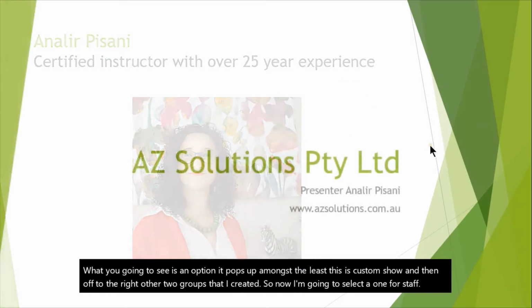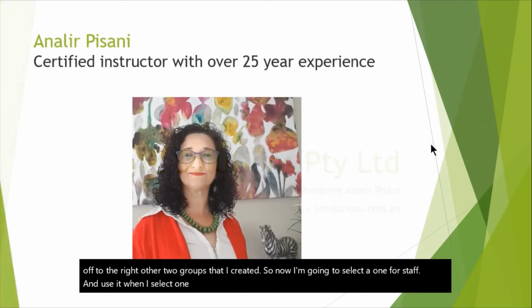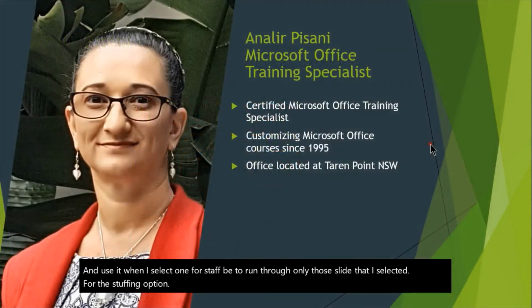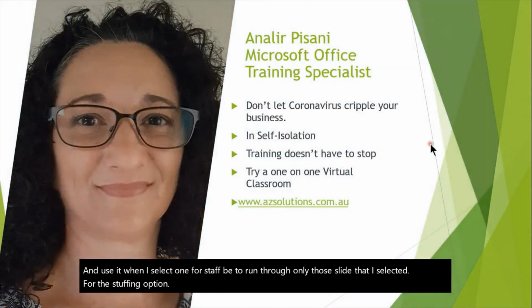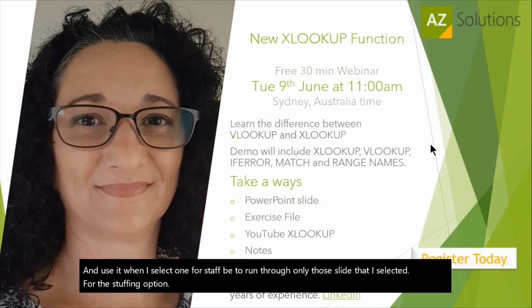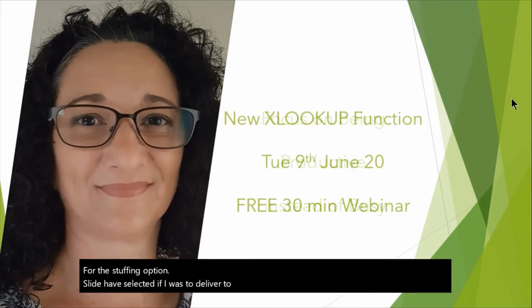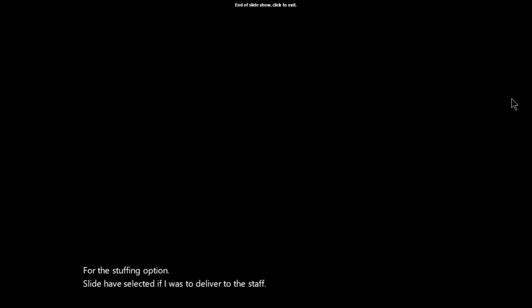And you'll see that when I select the one for staff, it'll run through only those slides that I selected for the staffing option. So these are all the slides that I've selected if I was to deliver to the staff. There we go, that's the end of the show.